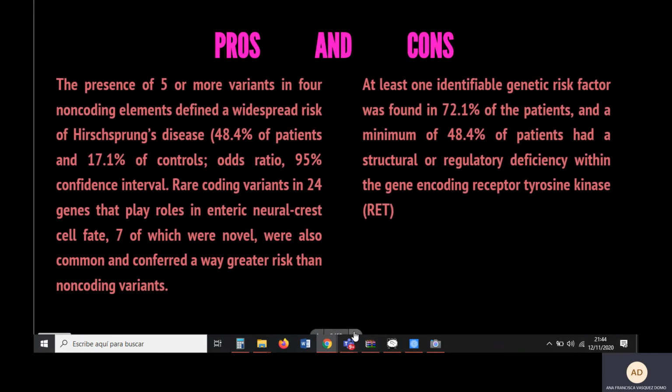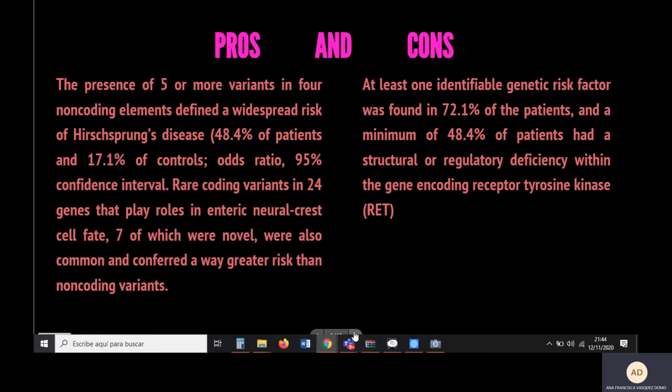Pros and cons. The presence of 5 or more variants in 4 non-coding elements defined a widespread risk of Hirschsprung's disease: 48.4% of patients and 17.1% of controls. Odds ratio, 95% confidence interval. Rare coding variants in 24 genes that play roles in enteric neural cell fate, 7 of which were novel, were also common and conferred a much greater risk than non-coding variants.